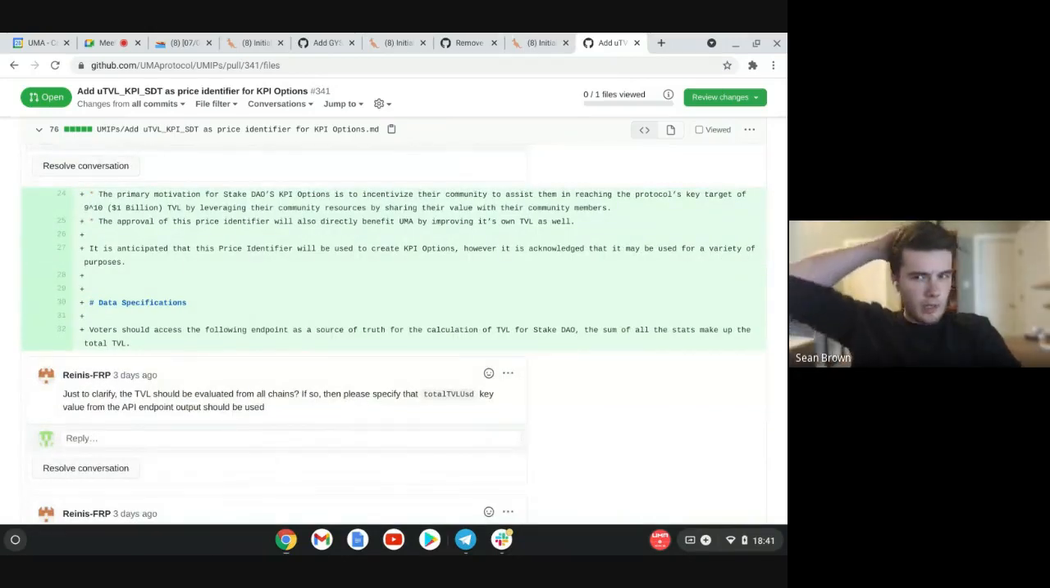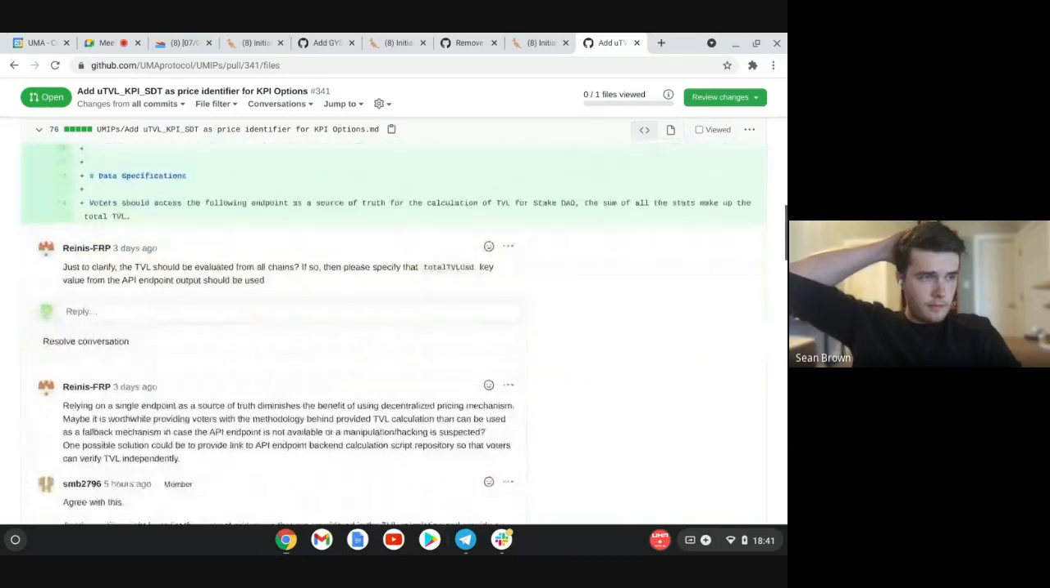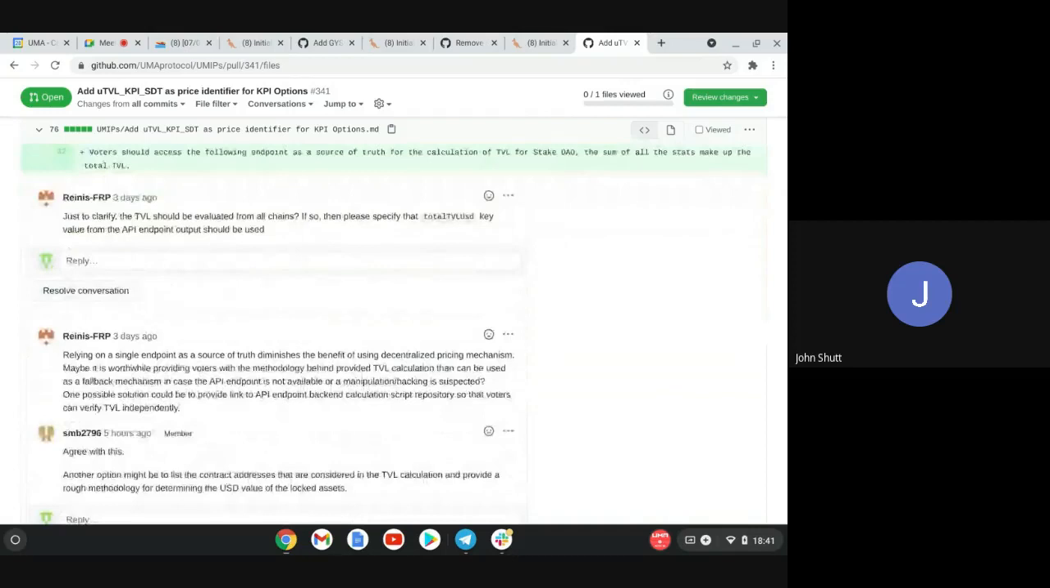Rainis or John or anybody else, what do you guys think? Yeah, I agree with that. I don't think it hurts to have this UMIP, especially because it's already fully fleshed out. It's just for similar things in the future. You can just piggyback on the yes or no query price identifier for it.